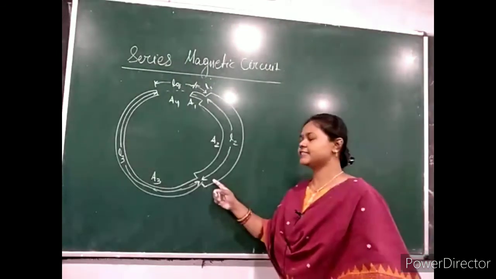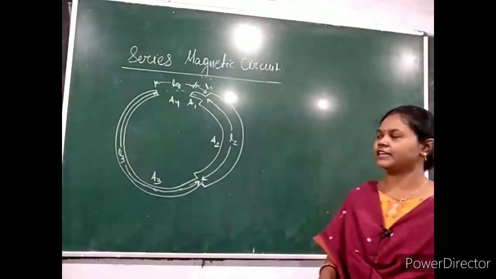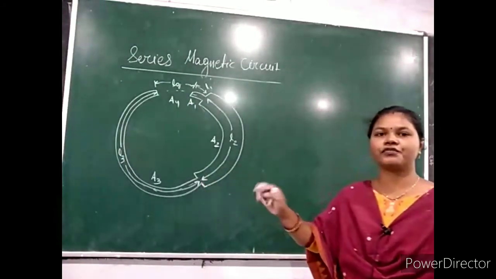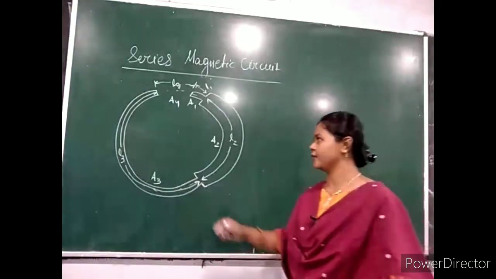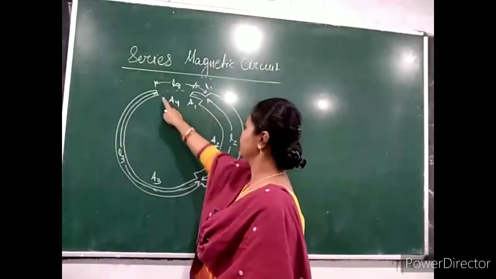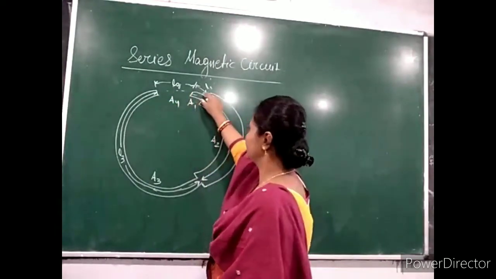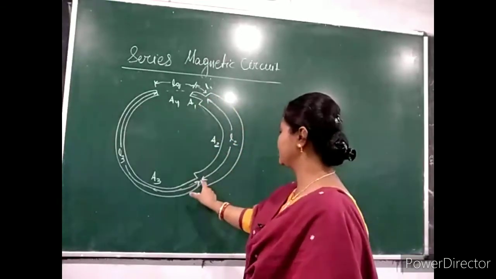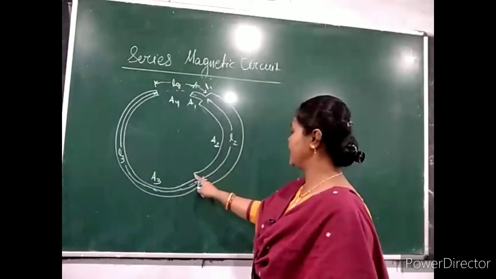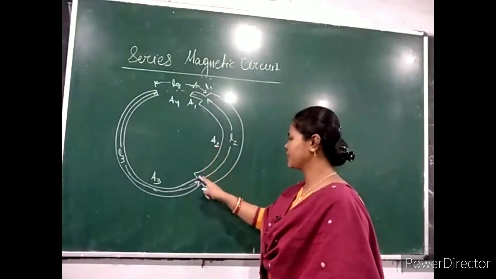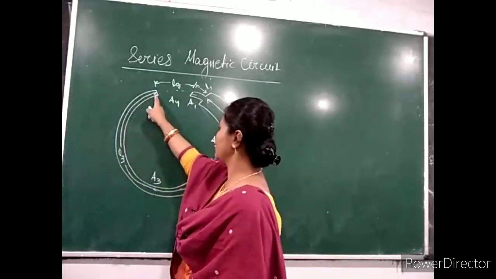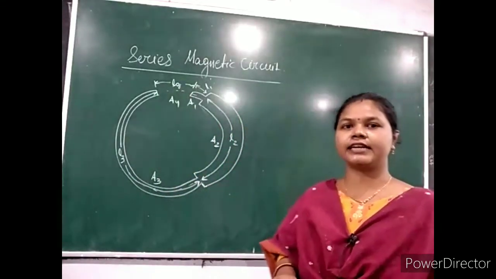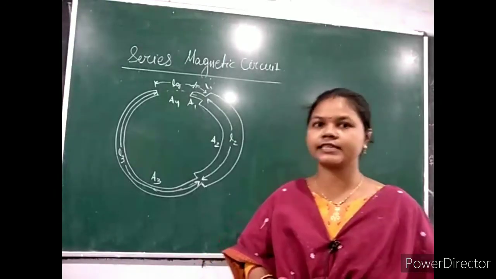Let us take another example of a series magnetic circuit. Here I take a ring which consists of different cross-sectional areas. In this ring there is an air gap. Here there is a cross-sectional area of A1, up to this part, then a cross-sectional area of A2, then here a cross-sectional area of A3. This type of series magnetic circuit is called a composite series magnetic circuit.